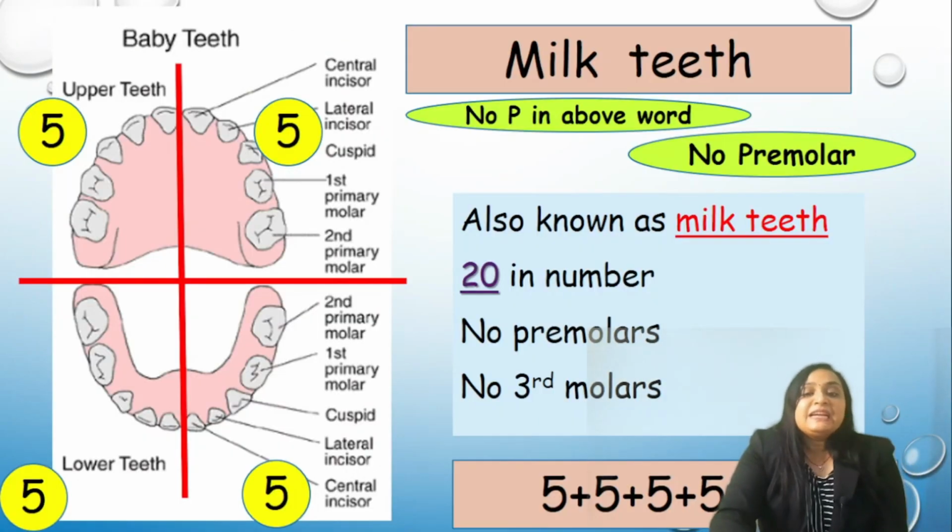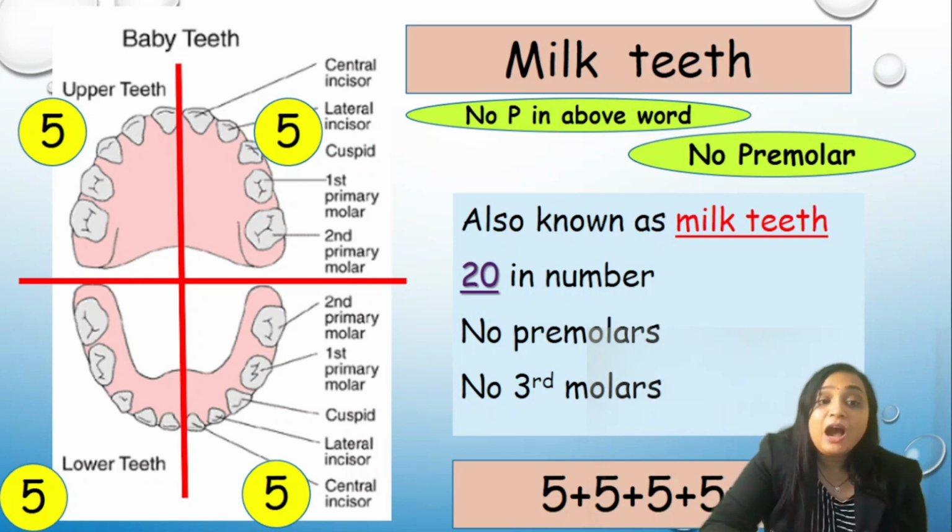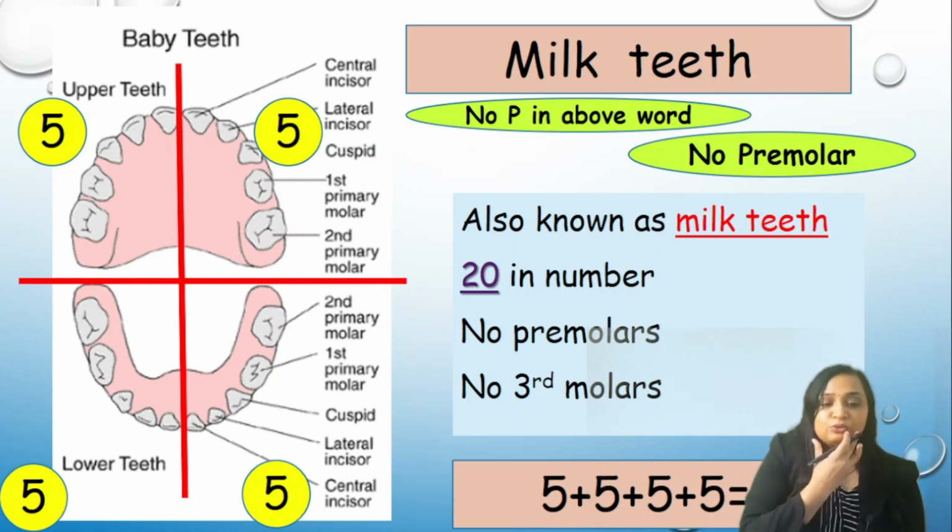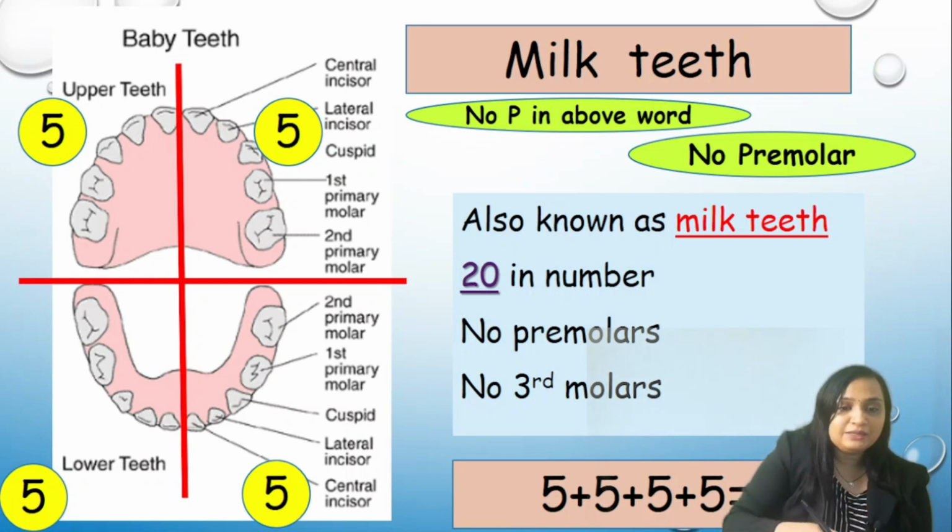So if you take milk teeth, how are we going to remember? You have to divide the jaw in two parts. In each quadrant, there will be 5 teeth. If you start taking from here, these are all upper teeth, these are all lower teeth.